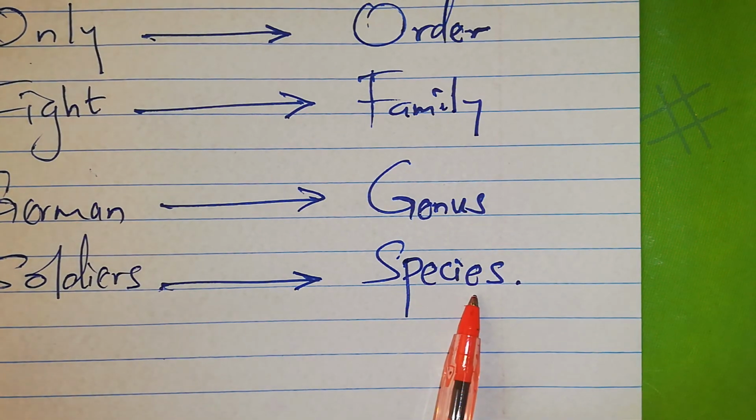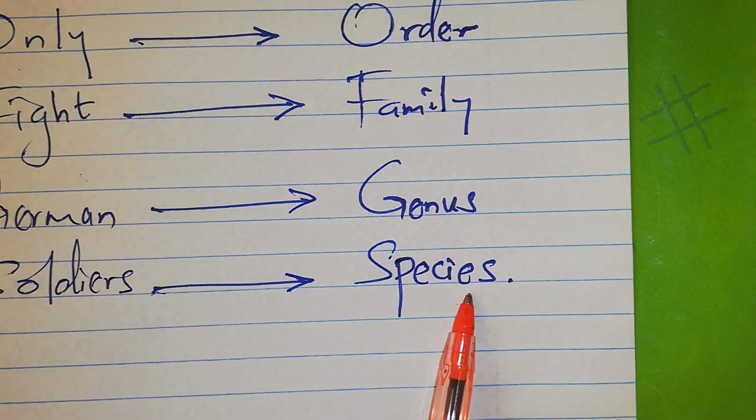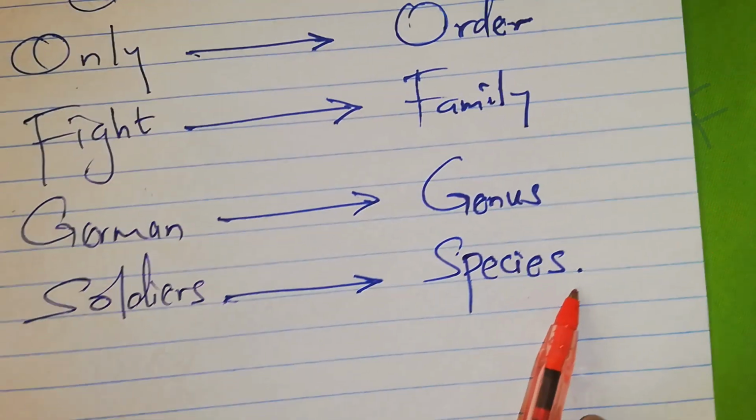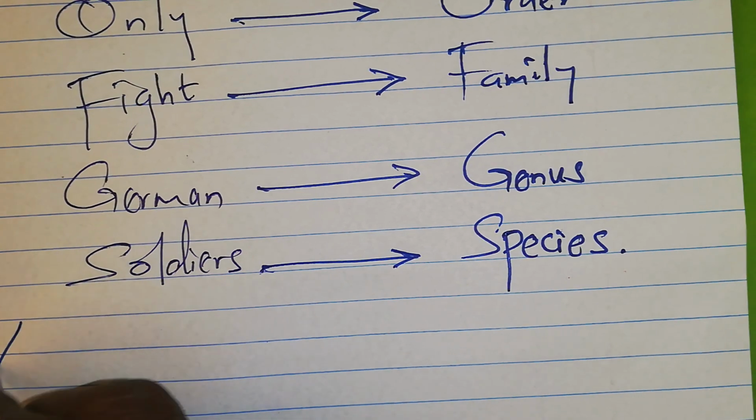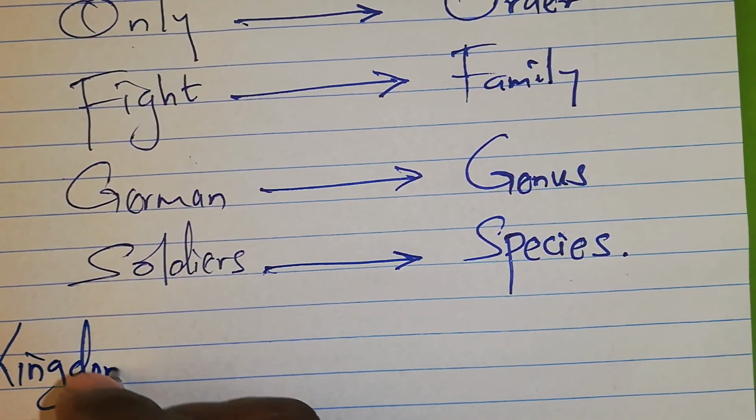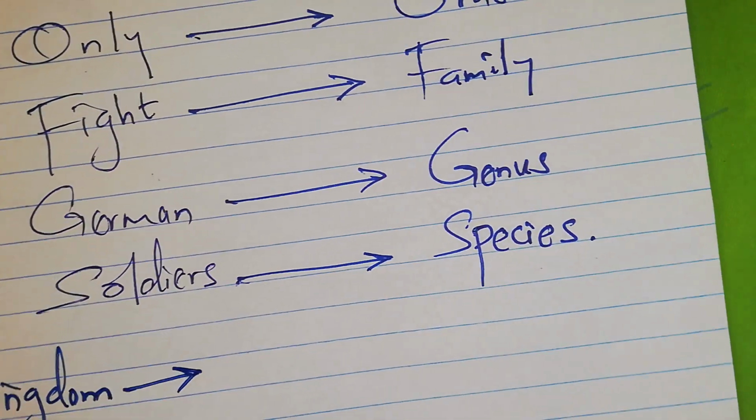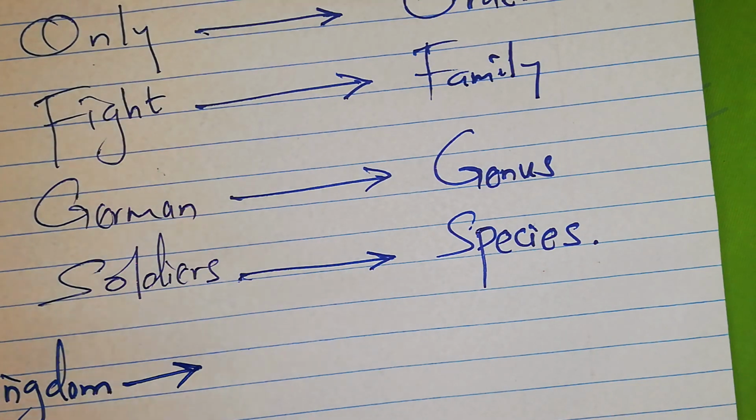So I am interested in defining species, but it is good I start by saying that kingdom is the largest taxon.